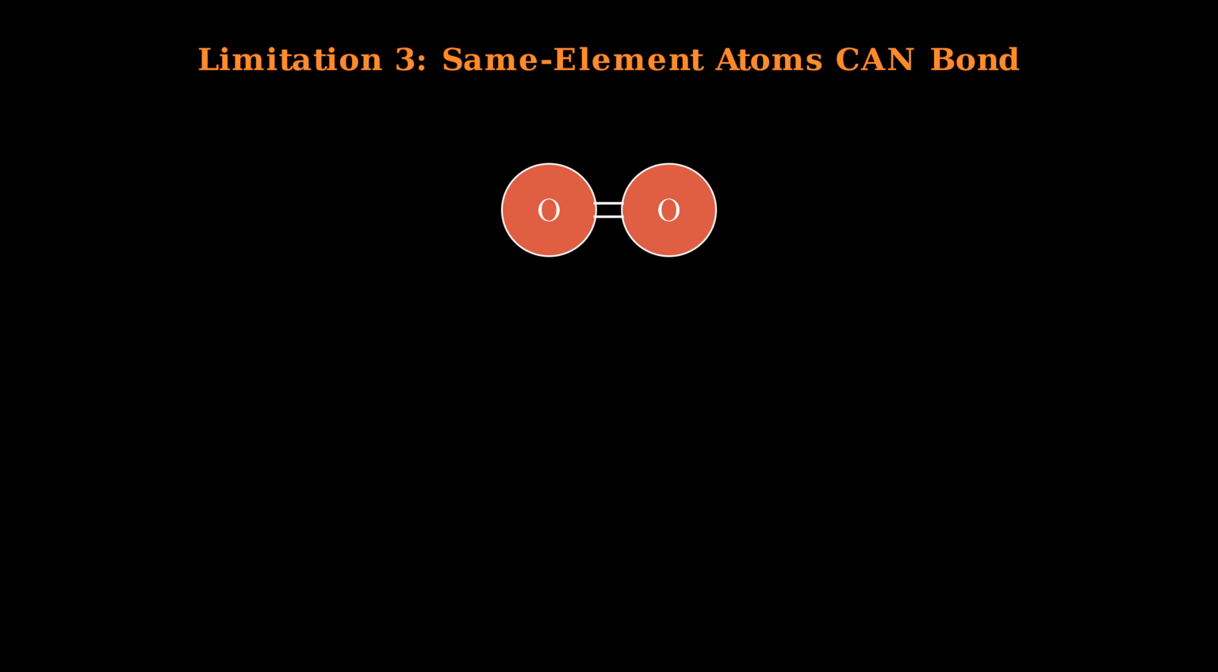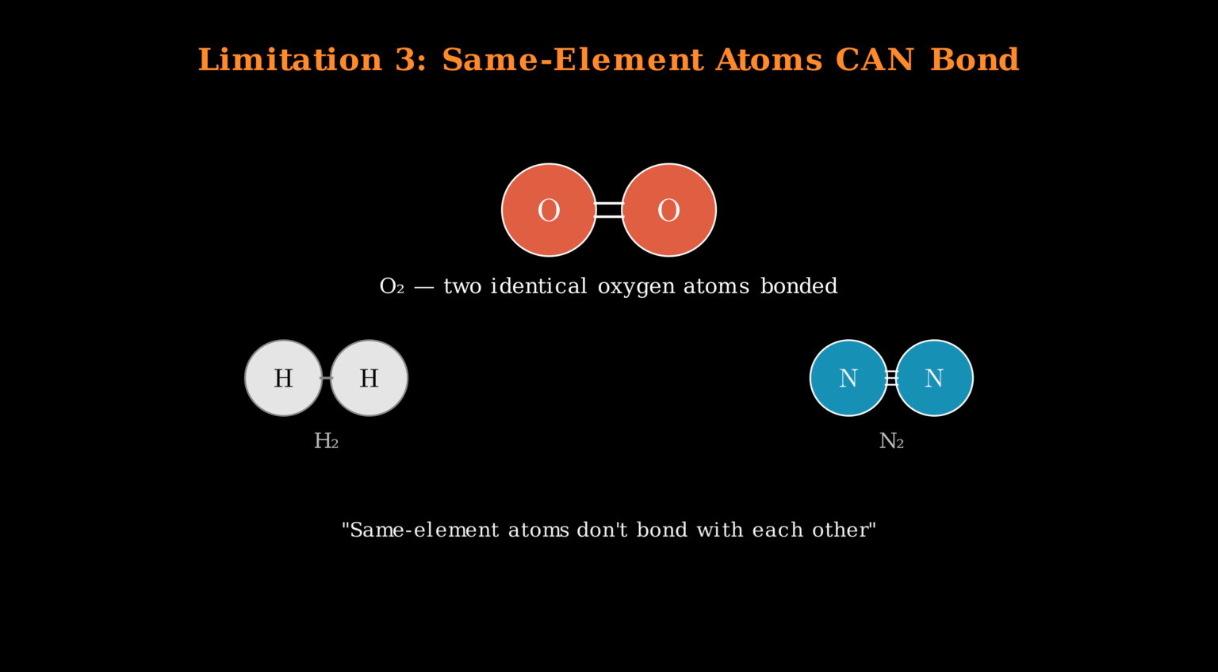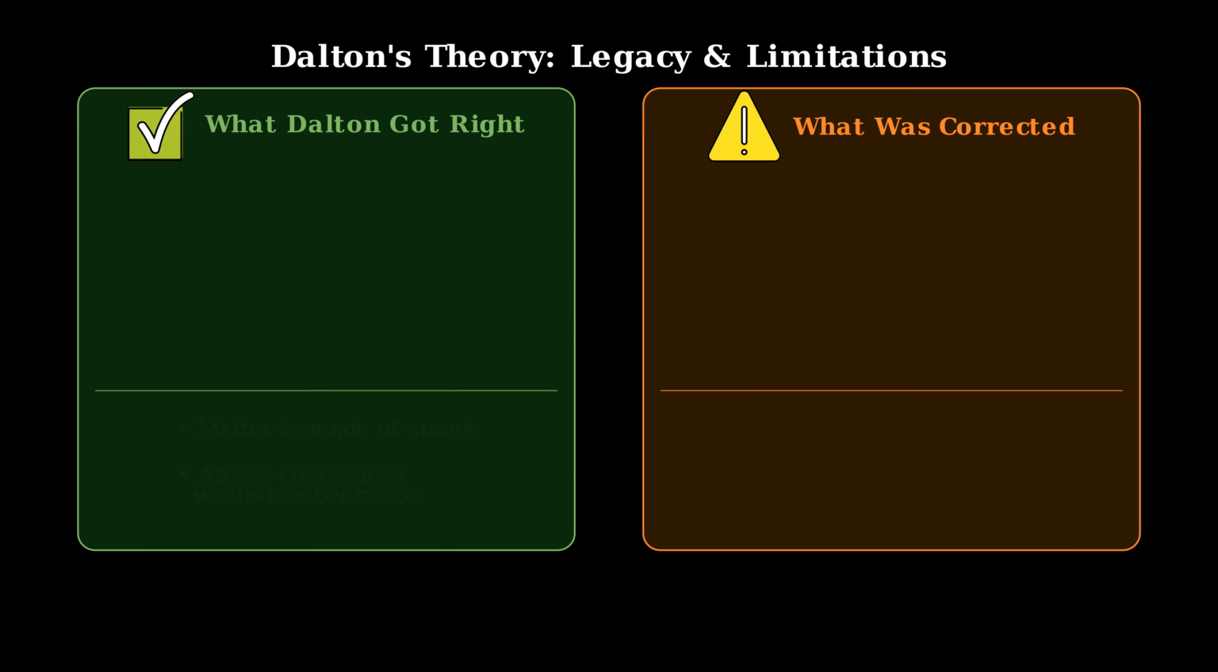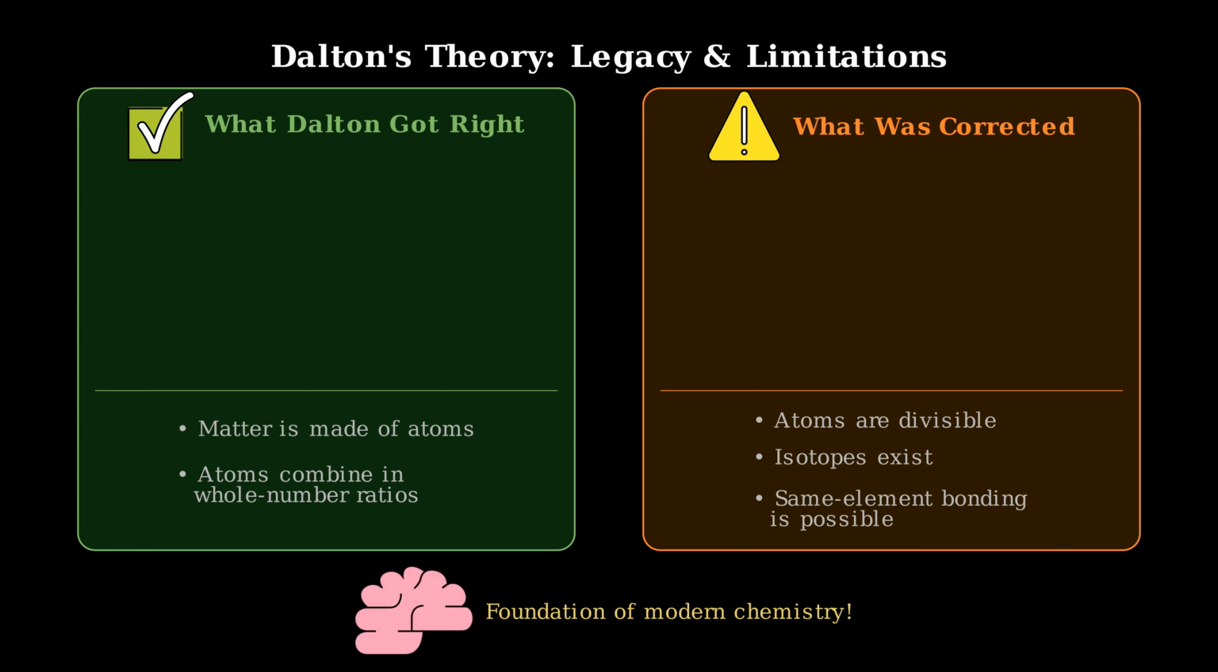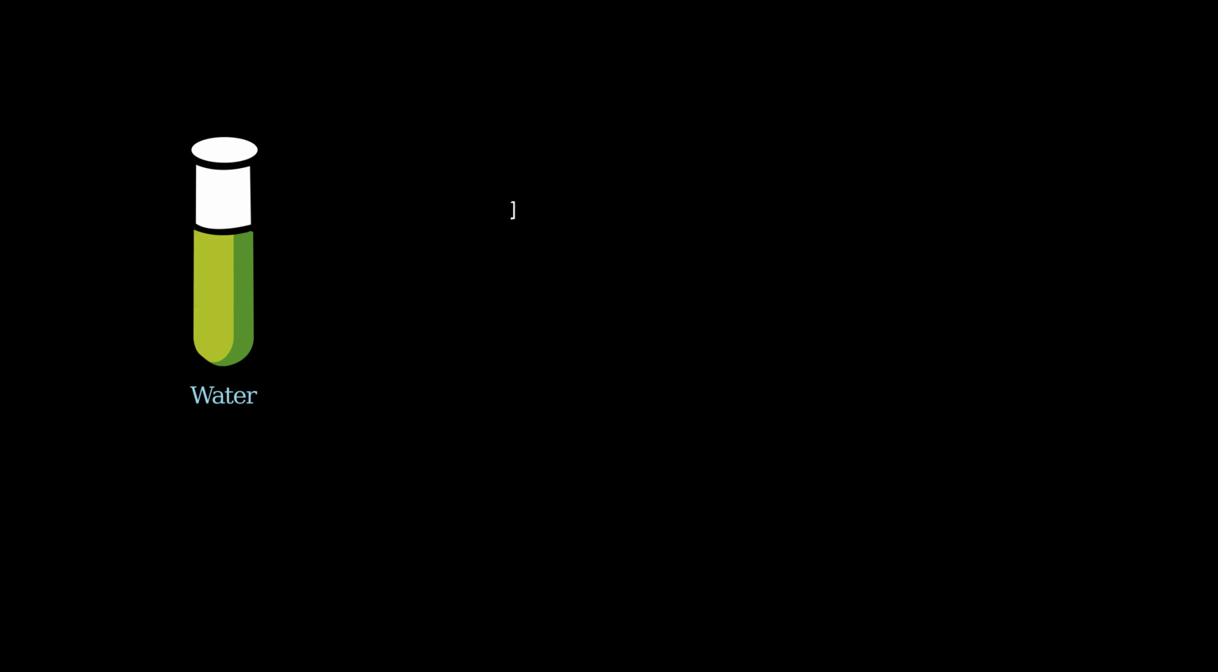Limitation 3. Dalton implied atoms of the same element don't bond with each other, but molecules like oxygen gas, O2, are made of two identical oxygen atoms bonded together. So that's not true either. Despite these limitations, Dalton's core idea that matter is made of atoms that combine in fixed ratios remains the foundation of modern chemistry. So what exactly is an atom?